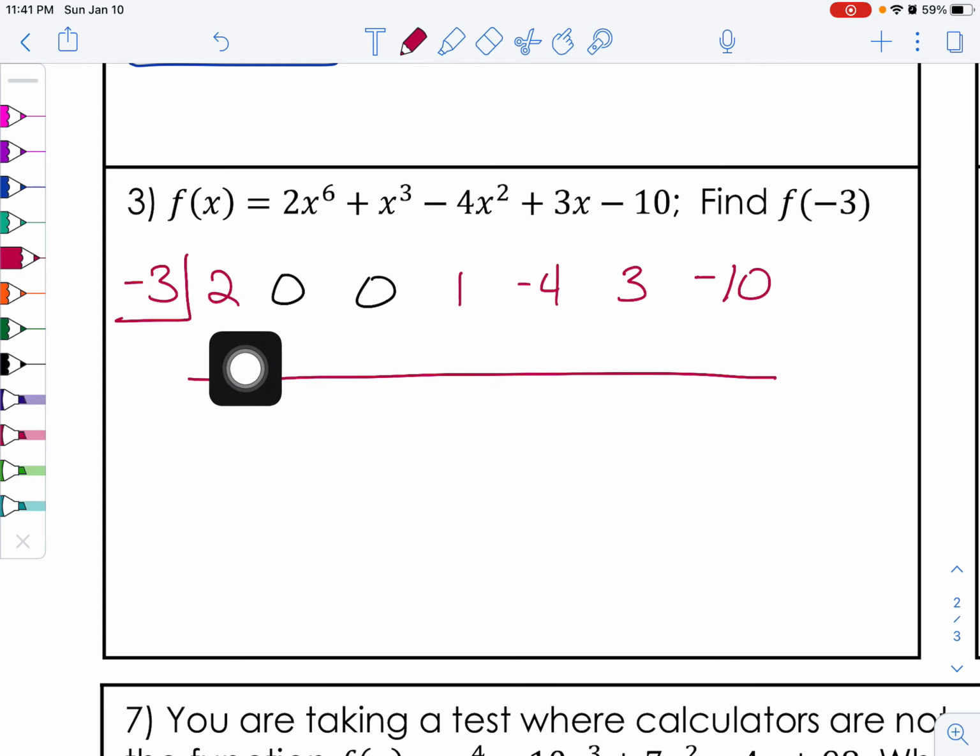Whew. All right, let's see what we got here. Let me double check that. 6, 5, 4, 3, 2, 1, none. All right. Drop the first one. There's my 2. Negative 3 times 2, negative 6. Add them up. Negative 3 times negative 6 is 18. Add them up. 18 times 3 is 54. Make it negative, and I'm going to double check that just to make sure it is 54. Yep.